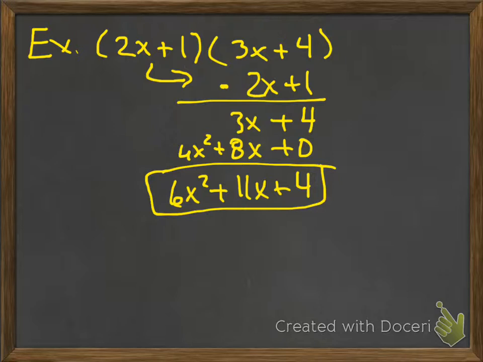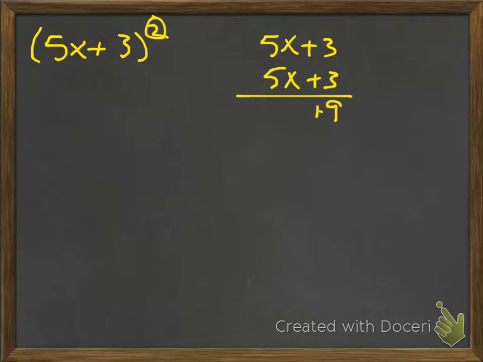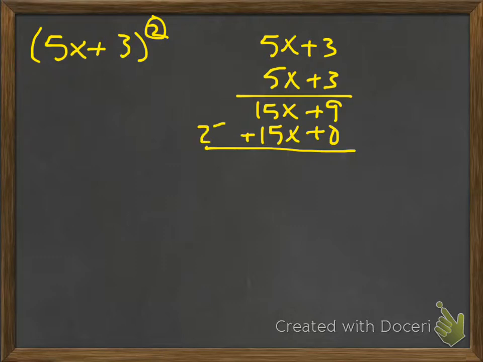Next example. Here I have 5x plus 3 squared. So that means 5x plus 3 times 5x plus 3. Remember, the square means a number times itself. So I'm saying 5x plus 3 times 5x plus 3. So then I can go 3 times 3 is 9. 3 times 5 is 15x. Put a 0, next row. 5x times 3 is 15x. And 5x times 5x is 25x squared.